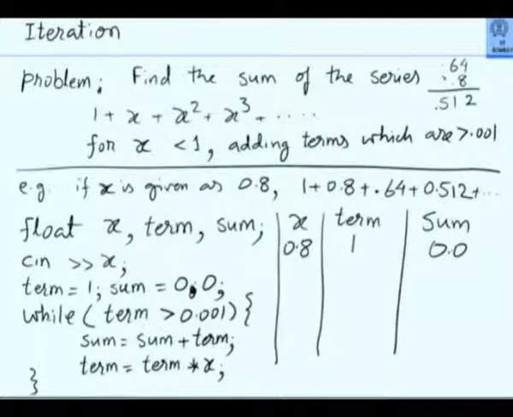While term greater than 0.001. Is term greater than 0.001? Of course, it is 1. So yes, therefore I go inside the loop. Inside the loop, what do I do? Sum is equal to sum plus term.